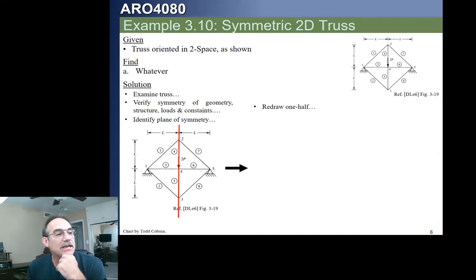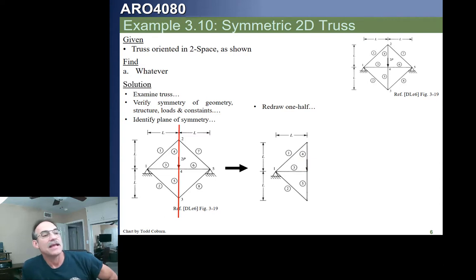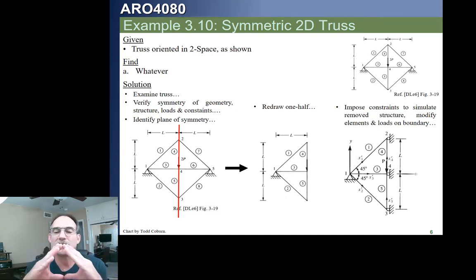So we're going to redraw one half of this up to the boundary. That's what we've done here. And then what we're going to do is impose our constraints to simulate what's removed. Now, since this is perfectly symmetric, whatever happens to the left side has to happen on the right side. That means this can't move this way or this way because it's symmetric, so it responds exactly the same on both sides.